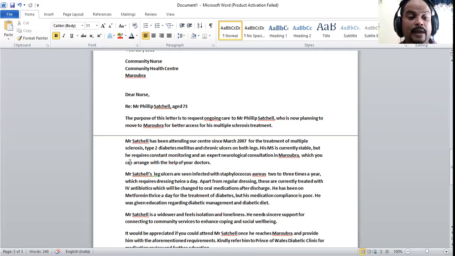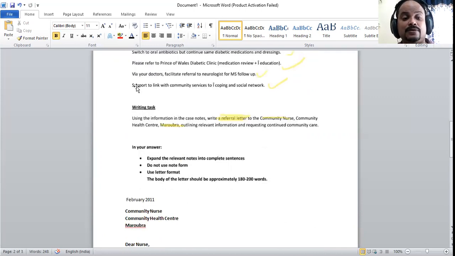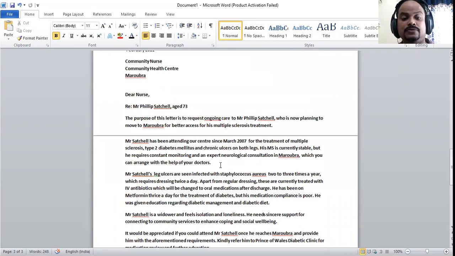I'm not copying the wording here; it was written "via your doctors." The case notes should not be copied as they are. Many students don't realise they accidentally copy what is there. You need to understand the meaning and convert it into meaningful sentences. So here, arrange the neurological referral with the help of doctors. That's what I have understood, so I have requested them to do that.